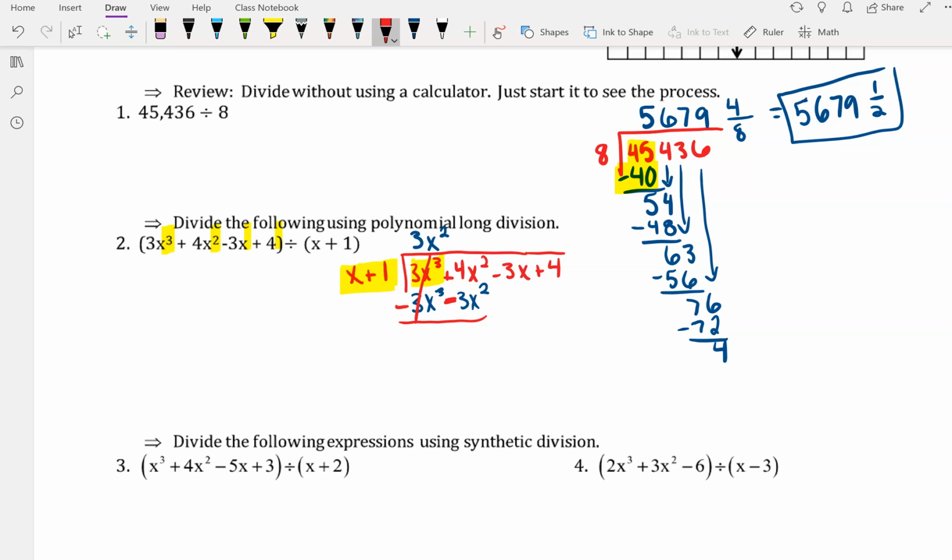And then the second one, I'll get a remainder. 4x squared minus 3x squared is 1x squared, or just x squared. Then, just like with normal long division, I bring down the next term. So I'm going to bring down the negative 3x. And then I try this whole process all over again.